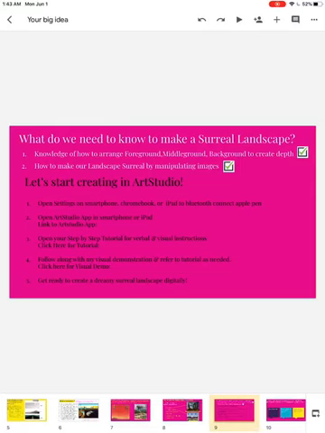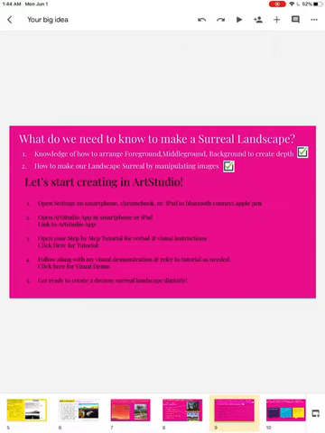So now let's see, how can we start making our own surreal landscape? We know we have knowledge of foreground, middle ground, and background. That will be important to create atmospheric perspective. Secondly, we know how to make the landscape surreal by manipulating an image. Perhaps we play with scale or juxtaposition. Maybe we make something levitate that normally shouldn't.